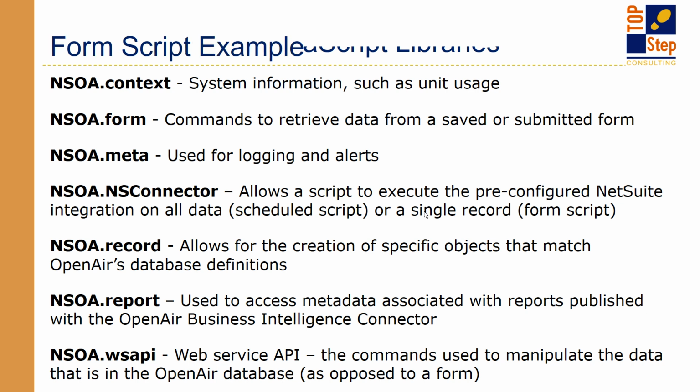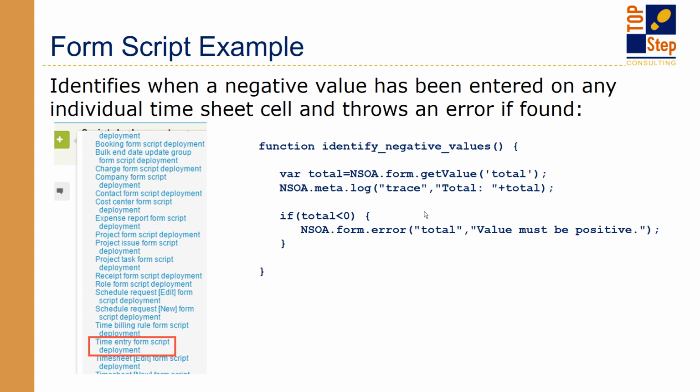So a quick form script example. This particular form script was designed to catch negative time values. Somebody's entering time into their timesheet, and for whatever reason they put in negative hours. This particular client did not want that to be an option. And so this technically 7-line script, I guess, was written to prevent that from happening.